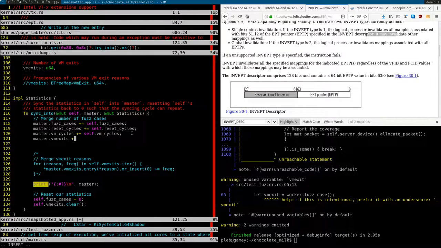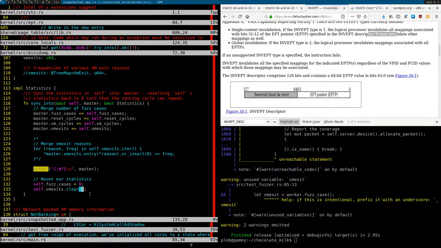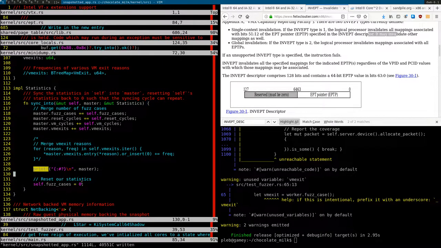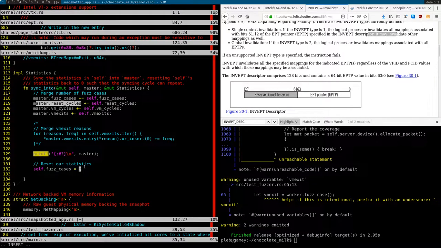Master.vm exits plus equals self.vm exits. Oh, I'm not clearing these. Whoops. Well, in this case, I can just do self is... self is default.